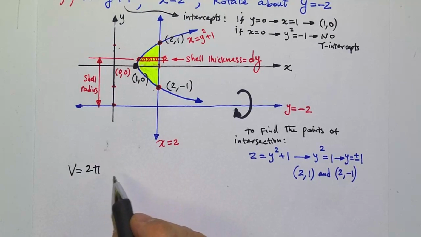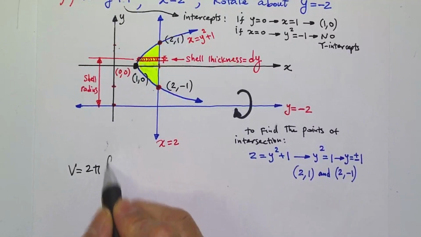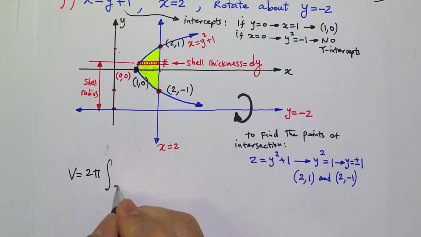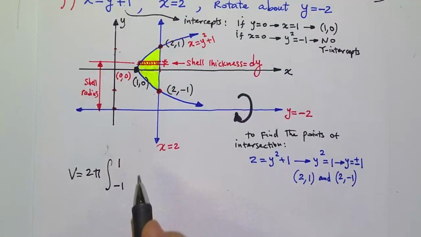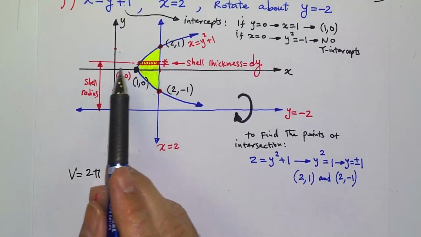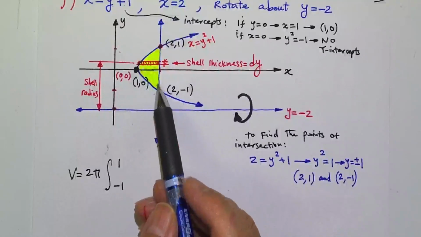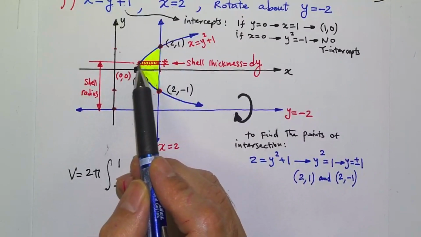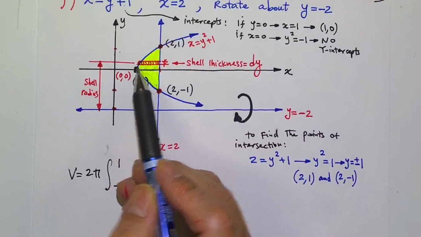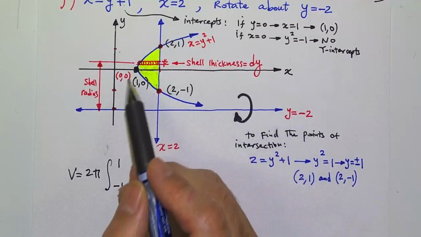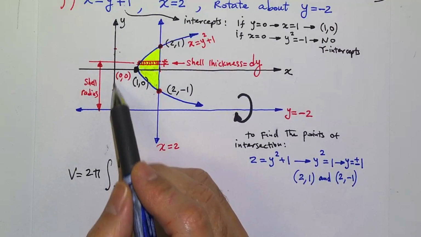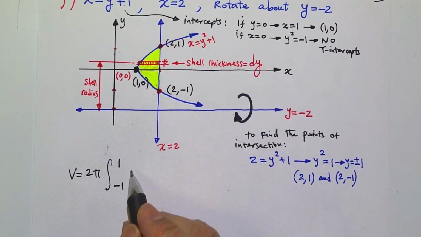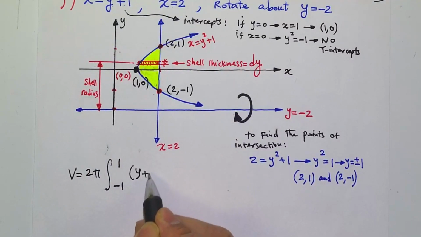So continuing on, we have 2π times the integral from −1 to 1, and the shell radius. Remember that if we were taking the rotation about the x-axis, it would be just y. That distance, that height, would be y. But we have this additional 2 units of distance that we drop from the x-axis. So the shell radius is y plus 2. Again, it's supposed to be positive because it is a distance.